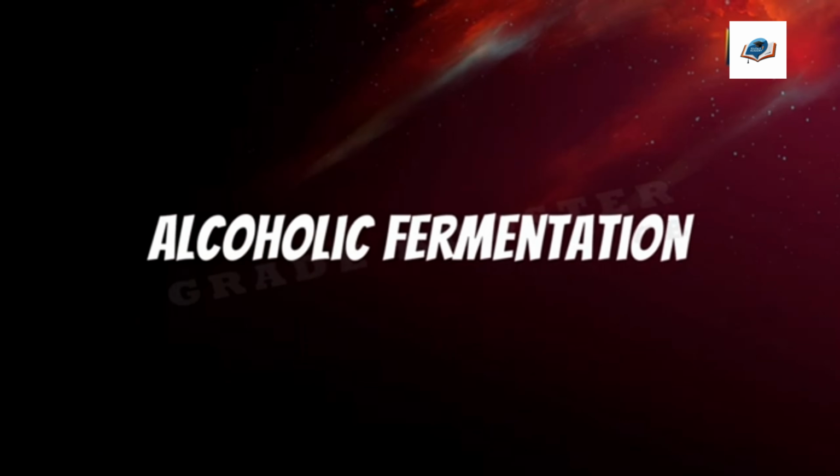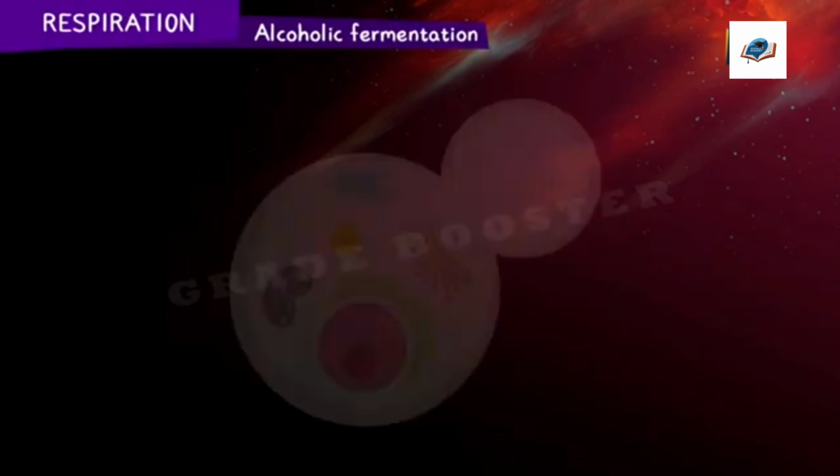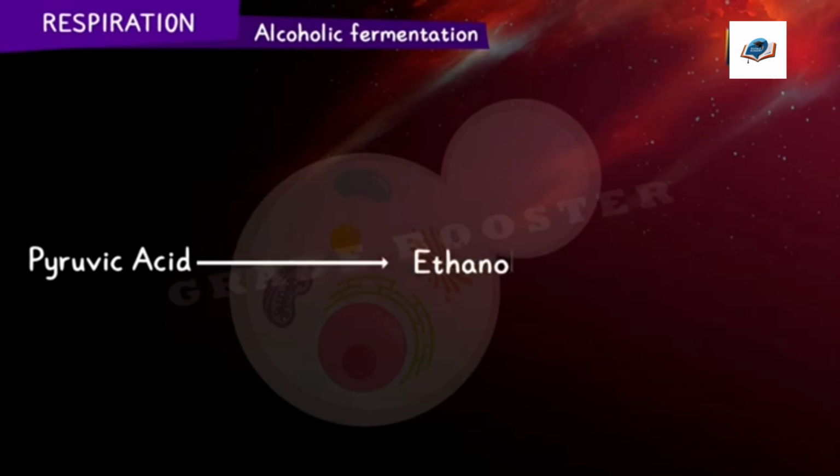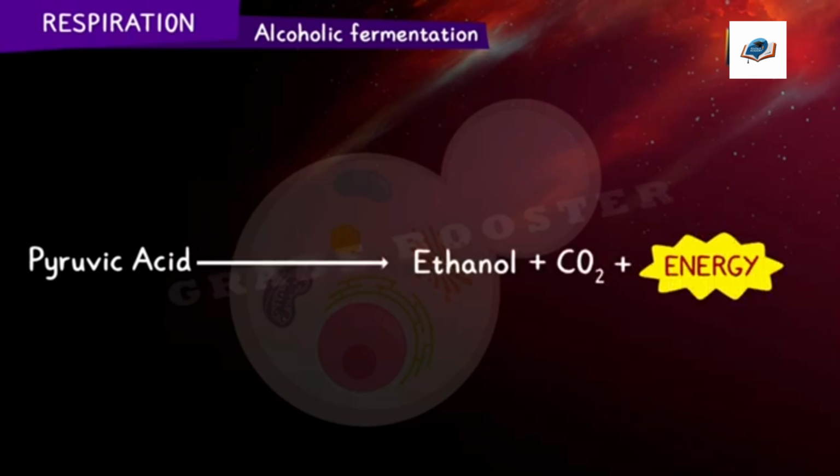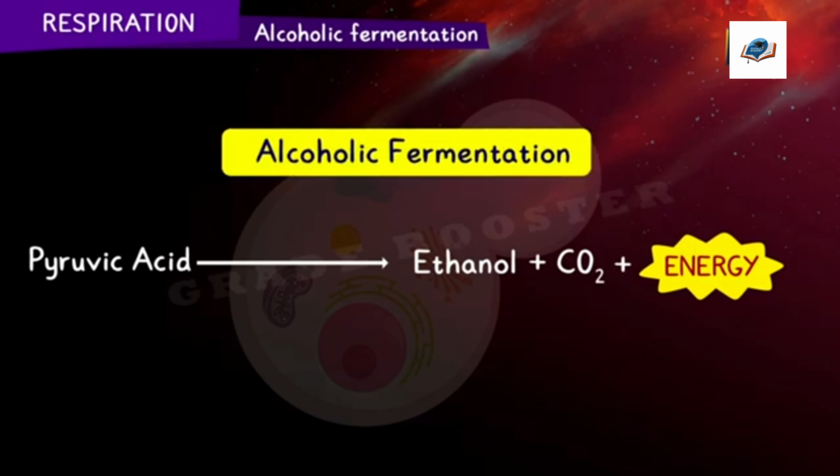Alcoholic fermentation. In organisms like yeast, during anaerobic respiration, pyruvic acid molecules are converted into ethanol and carbon dioxide. This process is called alcoholic fermentation. We can observe alcoholic fermentation with the help of an activity.